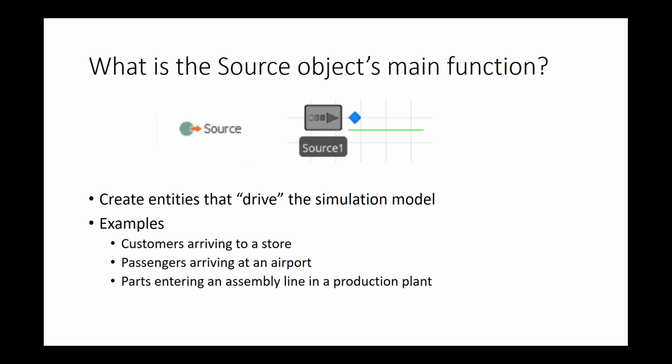Another example is parts entering an assembly line or production plant. The source generates using some kind of interarrival logic of when these parts are generated. Side note here, the source object is not the only object that can create a model entity. There are other ways to create a model entity in Simio, but this is probably the most common method you're going to use.